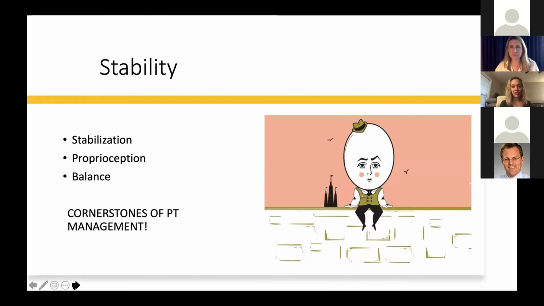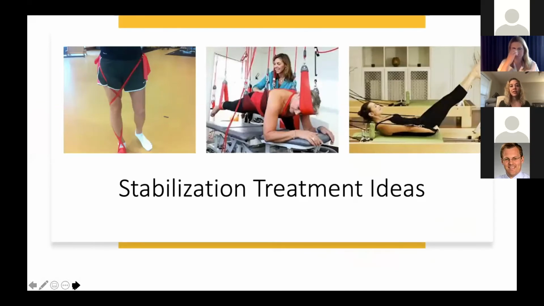Stability is a huge thing for these dancers. So we really want to increase their ability to stabilize their joints. We want to increase their proprioception, and we really want to improve their balance. So these are some really cool stabilization treatment ideas. If you have access to red cord or some of the Pilates equipment, that is a really good way to teach these dancers how to activate their core appropriately and activate some of those deeper stabilizer muscles. You also can utilize something as simple as a TheraBand that you may have in your clinic to help provide some proprioceptive input to those weakened or less stable joints so that the muscles can activate appropriately.